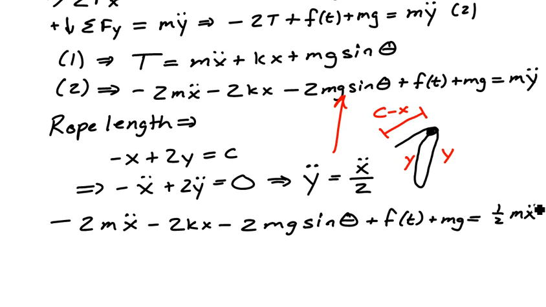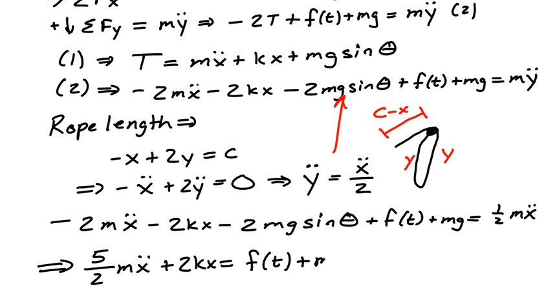To get the equation of motion now, I'm just going to put this into what we call standard form, which is we move all of the terms involving x to one side of the equation. So if I do that, I'll move the 2m x double dot to the other side and end up with 5/2 m x double dot. I'll move the stiffness term over, so I'll have plus 2kx, and that's going to equal f of t plus mg minus 2 times mg times the sine of the angle theta. And that'll be the differential equation of motion for this system.